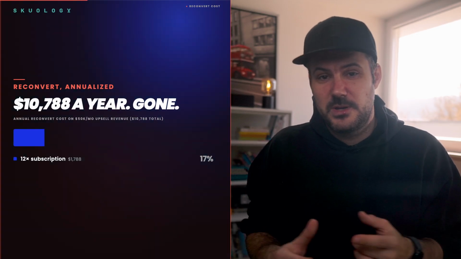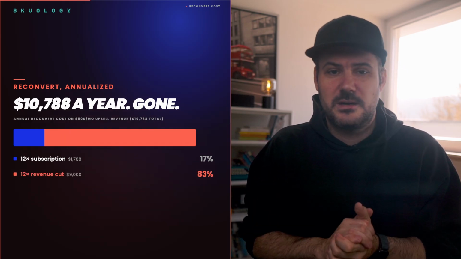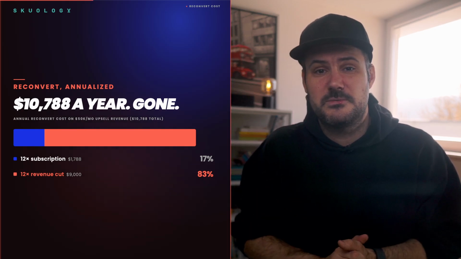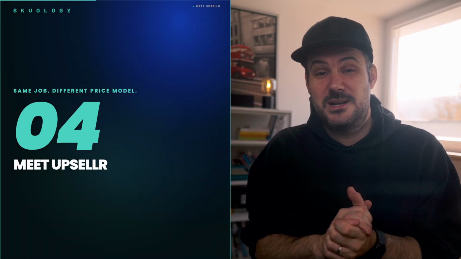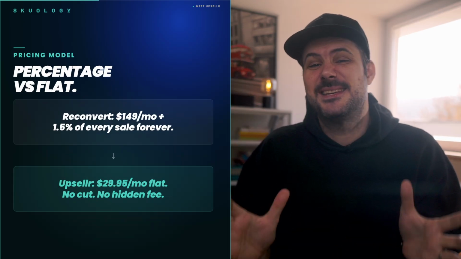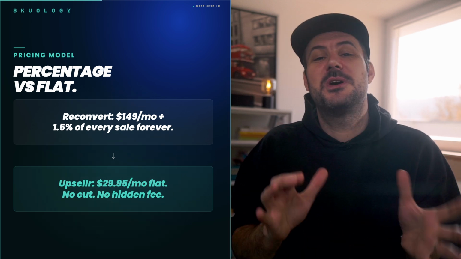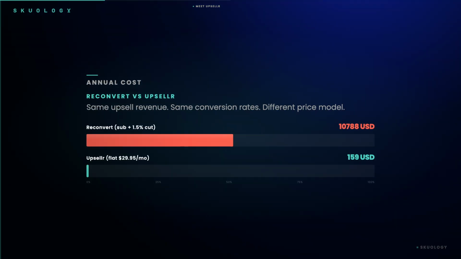Here's the cost breakdown. ReConvert subscription, $149 a month. Revenue share, 1.5% of the 50,000, which is $750 a month. Total, $899 a month, annually $10,788. Now, let's compare it to Upsellr, which charges a flat rate. Upsellr's entry plan is $29.95 a month. Flat, no percentage. You could do $10 million in upsell revenue and still pay $29.95. There's no cut and no hidden fee. On your $50,000 in upsell revenue, in a year you would pay $359 and the revenue share is 0. The difference, $10,000 a year. That's the money you keep.